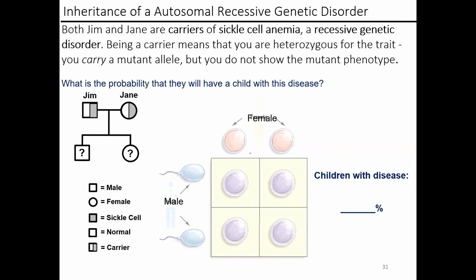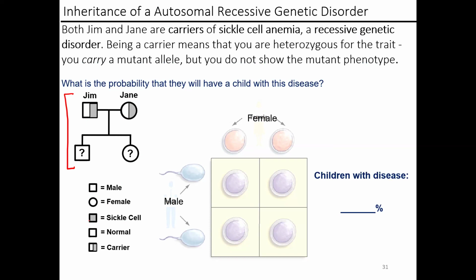One of the first things we need to identify here is what is known as a pedigree. A pedigree is a visual representation of how certain genes or traits are passed on. Right here, you can see we have Jim and Jane. Jim is a square. Squares are males. And then Jane is a circle, which are females.